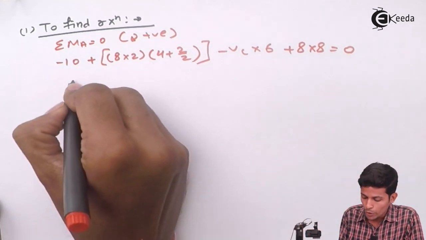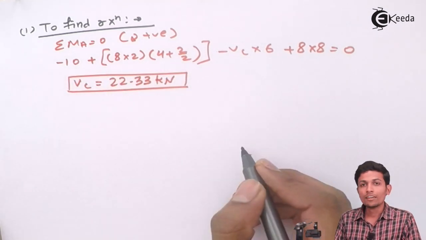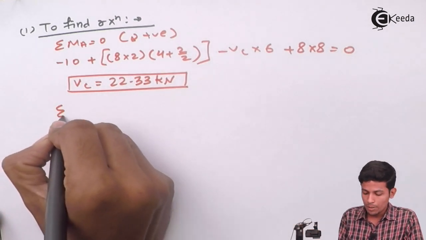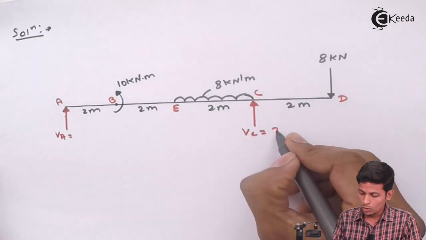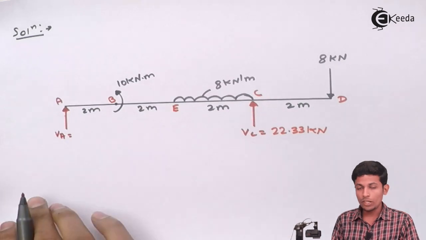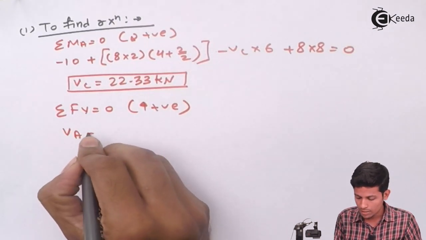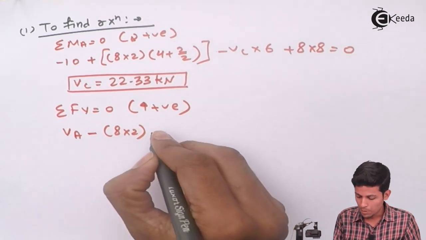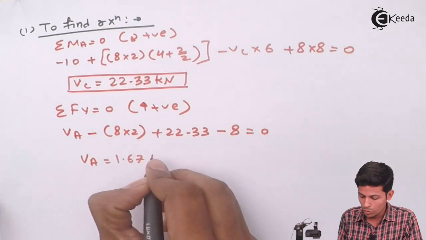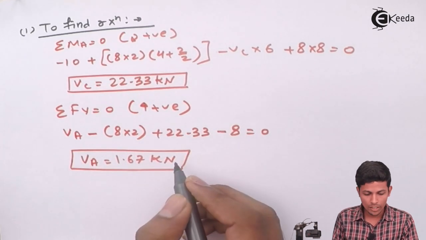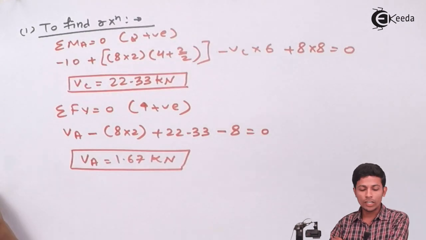While solving this, you get the value of VC as 22.33 kilonewton. After that, summation Fy equal to 0, upward positive. We got the value of VC as 22.33 kilonewton. Now VA is going upward, positive, and the loads negative. So VA minus 8 into 2 plus 22.33 minus 8 equal to 0. I get the value of VA as 1.67 kilonewton.